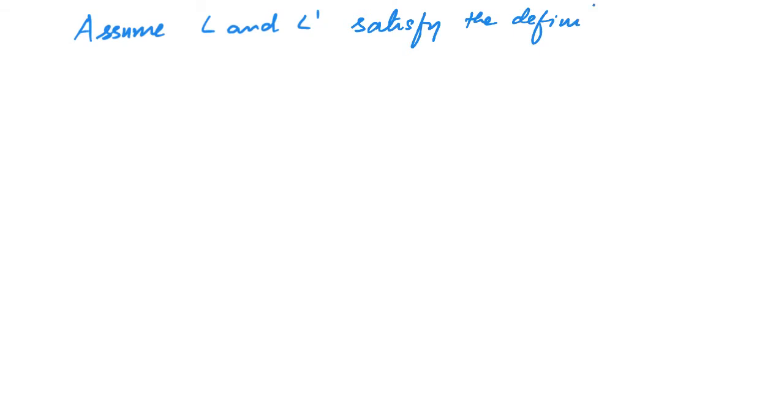We will now show that if a function is Riemann integrable, then the condition in the definition is satisfied by a unique L. So assume L and L dash satisfy the definition and let epsilon greater than 0.